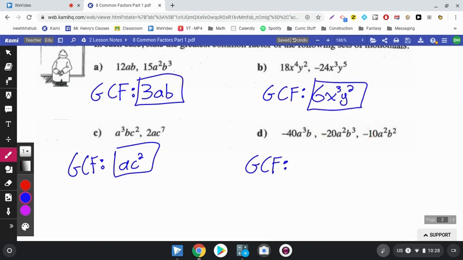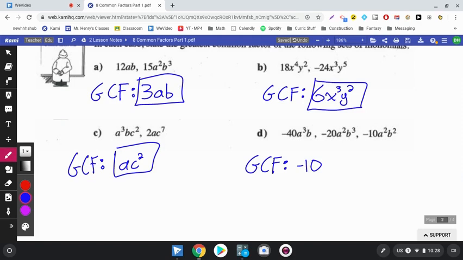Okay, and there's a little bit of gray area there where certain questions will require a certain thing, but as a rule, I try to factor out the negative. So 40, 20, and 10 all have a GCF of 10, but I can also divide them by that negative. So we factor out the negative, it's called, and we'll do that in later questions.